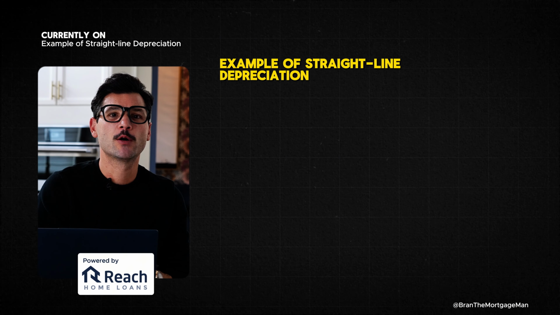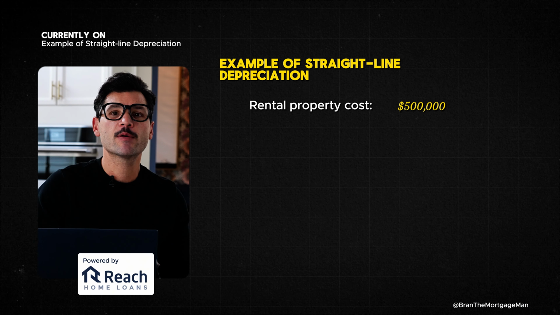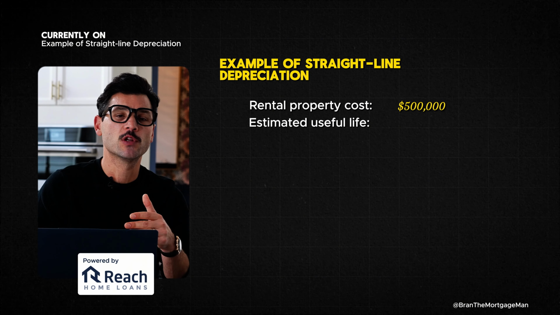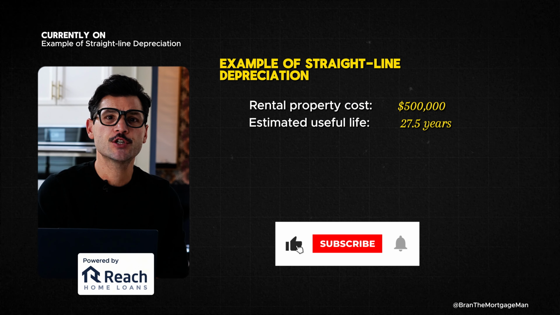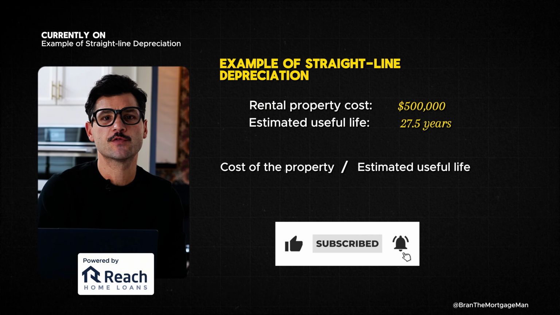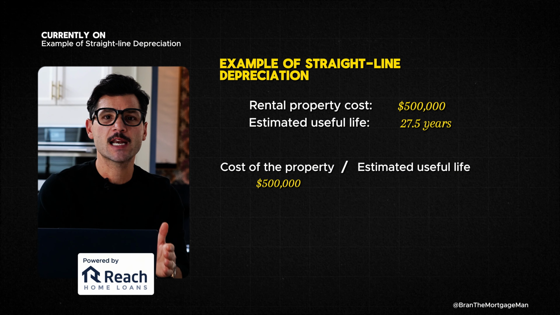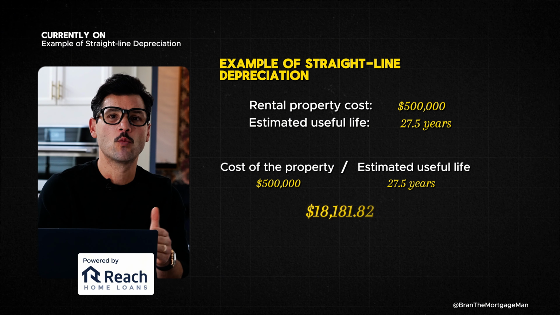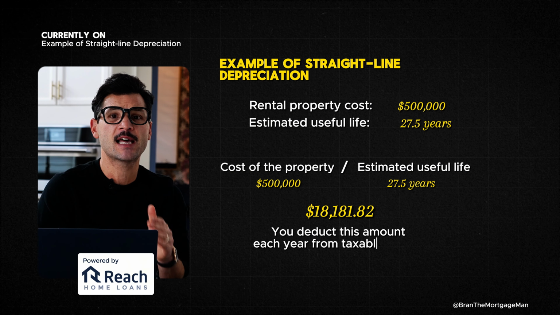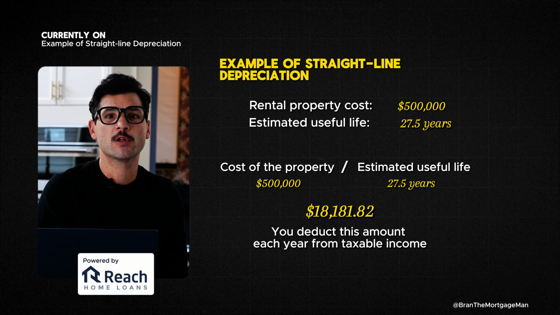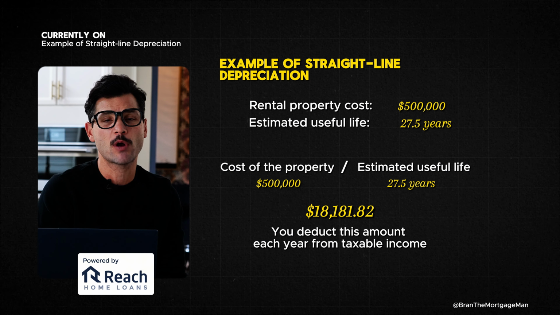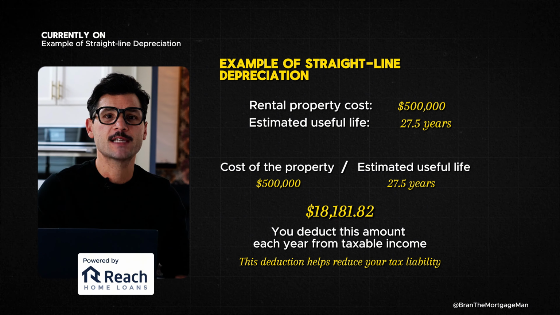So let me give you a real example of straight line depreciation over 27 and a half years using an MACRS method. Let's say you purchased a rental property for $500,000. The IRS typically considers residential real estate to have a useful life, as I said, of 27 and a half years for depreciation purposes. To calculate straight line depreciation, you would divide the cost of the property by its useful life. So $500,000 divided by 27 and a half years is $18,181.82. This means that every year you can deduct $18,181.82 from your taxable income as depreciation expense for the investment property. This deduction helps reduce your tax liability.